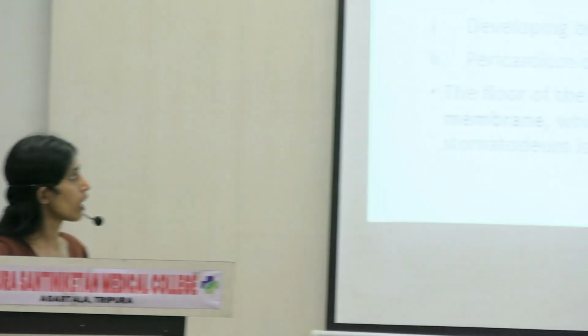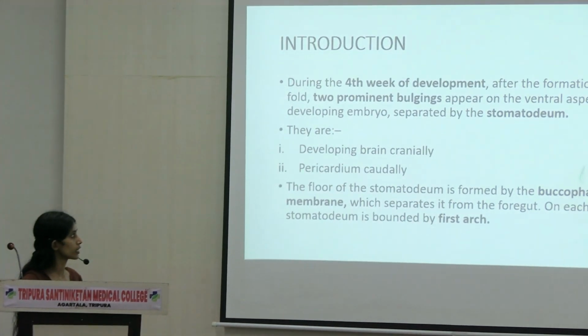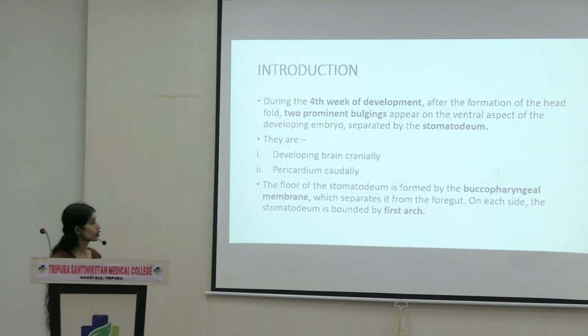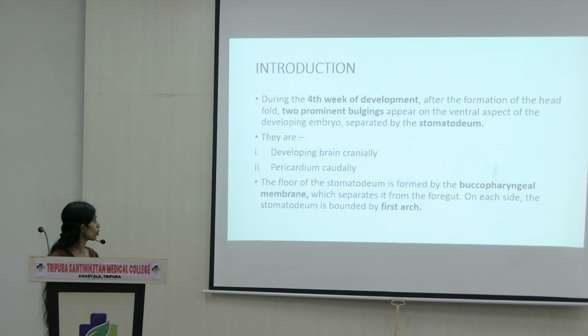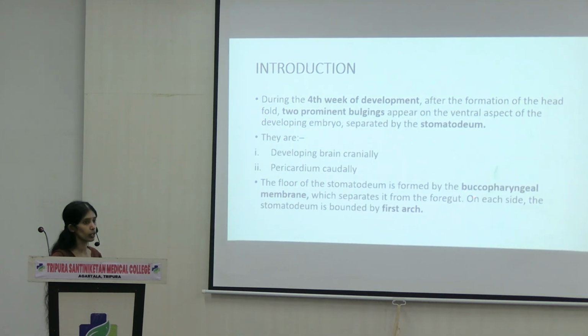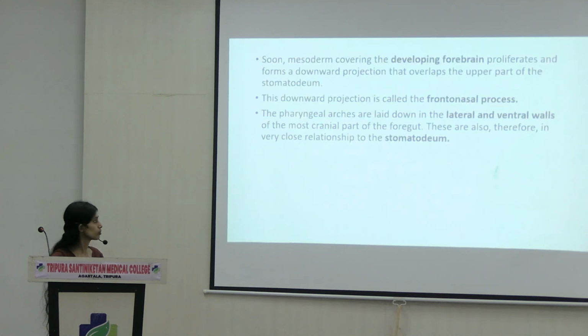Okay. So during the 4th week of development, after the formation of the head fold, two prominent bulgings appear on the ventral aspect of the developing embryo. Those are separated by the stomodeum. These bulgings are nothing but the developing brain part and also the pericardium region. So the floor of the stomodeum is formed by the buccopharyngeal membrane, which separates it from the foregut region. On each side, the stomodeum is bounded by the first pharyngeal arch.